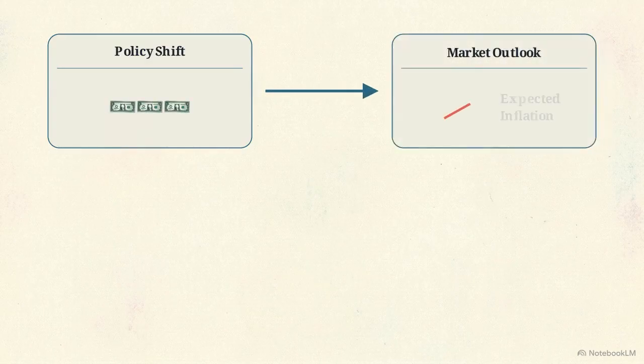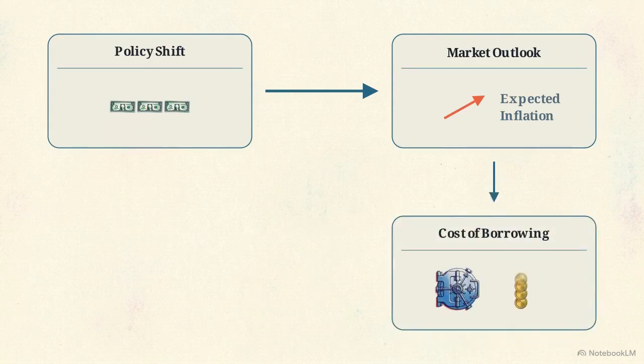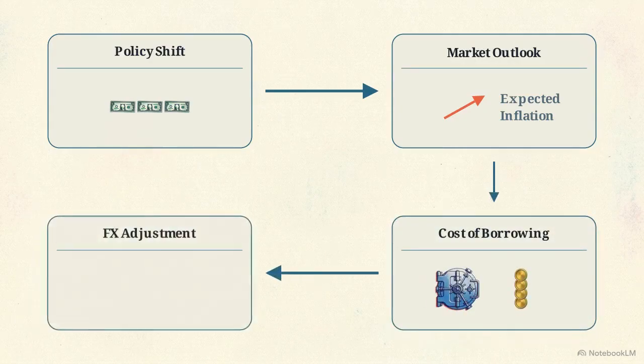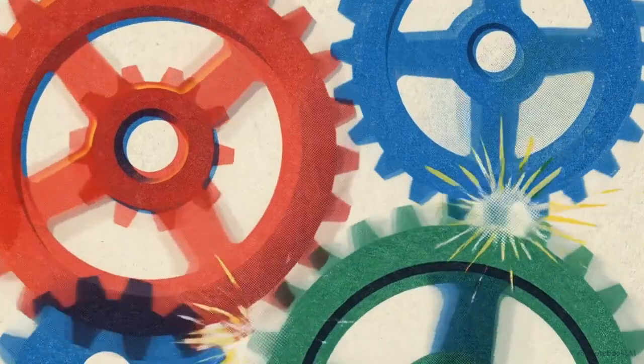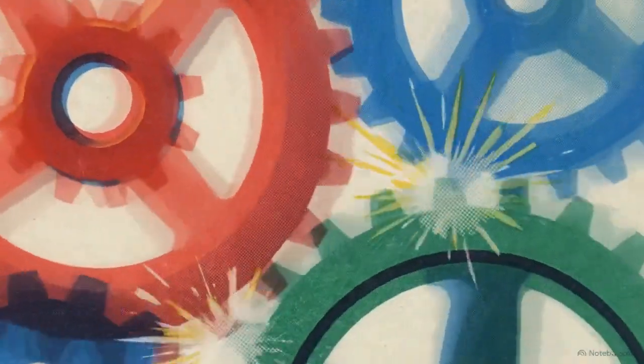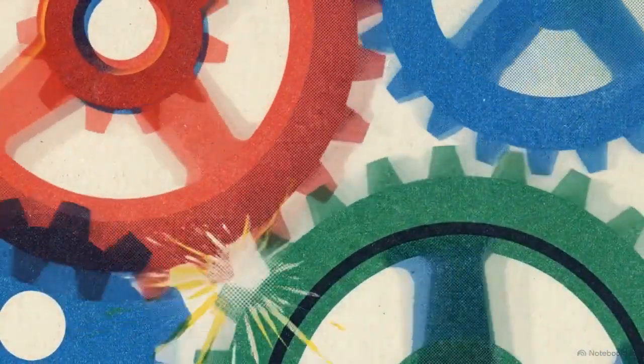This flowchart shows the chain reaction. An increased money supply creates expectations of higher inflation. That expected inflation triggers the Fisher effect, forcing banks to raise interest rates. Finally, the currency depreciates to maintain purchasing power parity. These complex financial news topics are all just cogs in one single machine, working together to keep purchasing power equal.